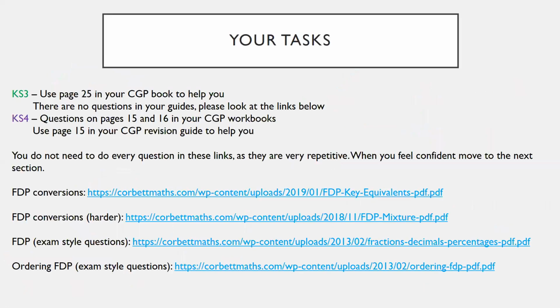So your tasks. Make sure you check, as always, if you're Key Stage 3 or Key Stage 4. Unfortunately, Key Stage 3, there are no questions on this in your CGP books. So you're going to have a look at these links that I've put here below. And as always, the questions are really repetitive. So just do what you can on question 1. Once you know what you're doing, move on to question 2 and so on. And of course, try and work up to getting down to these exam style questions at the bottom.